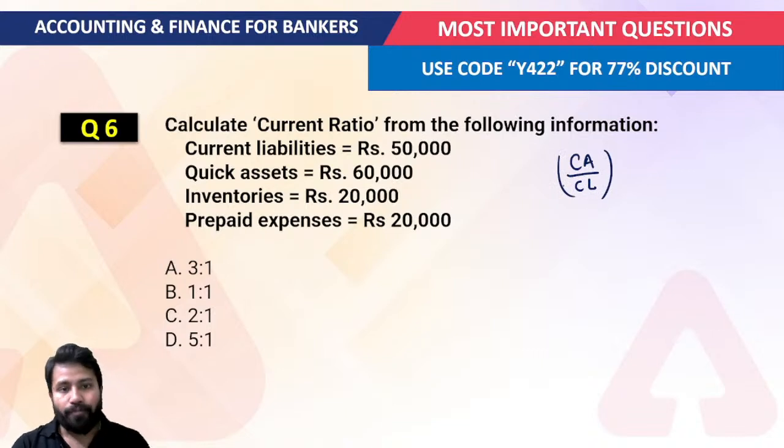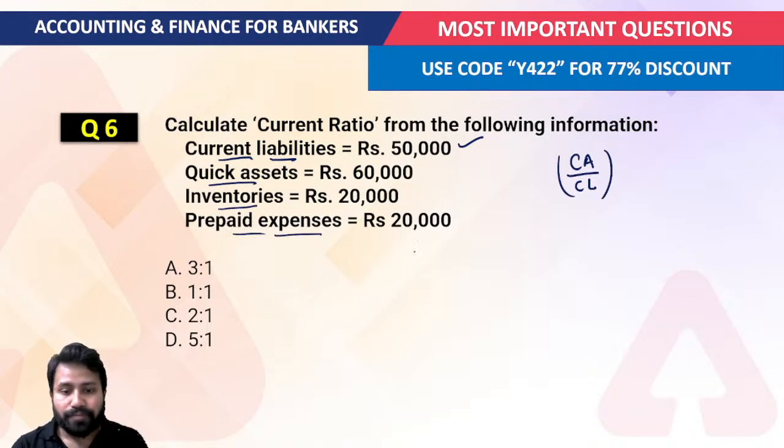Now, whenever you get these kinds of questions in the examination, remember one thing: you have to categorize all the information, like what this is. If I'm talking about current liabilities, they are straightaway given to you. Now the quick assets are given, inventories are given, prepaid expenses are given.